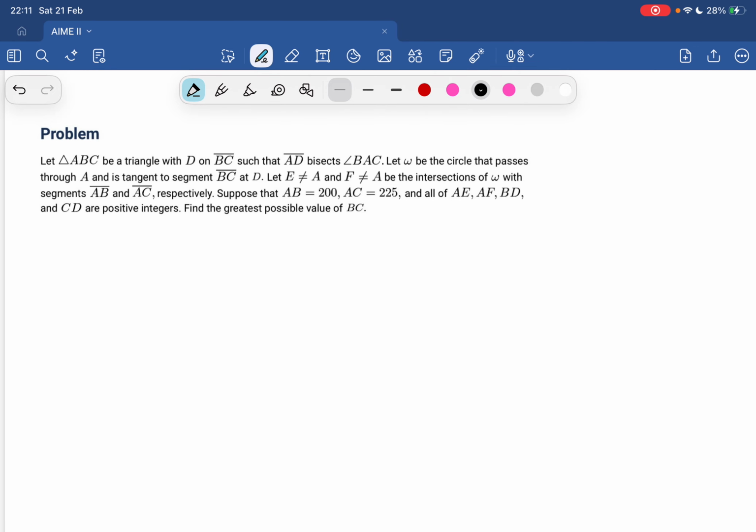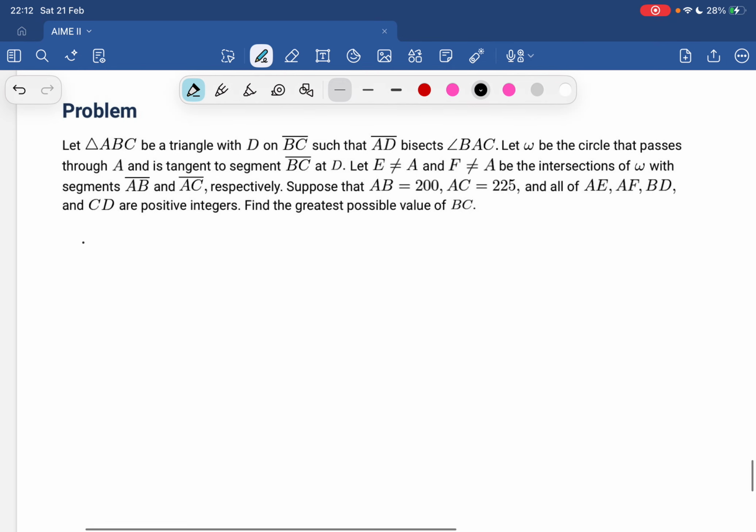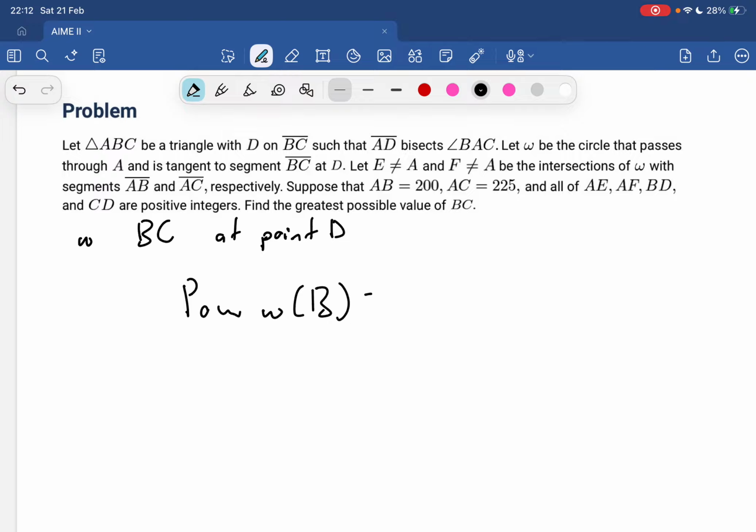Now, the power of a point at BC is our first step. Since omega is tangent to BC at point D, we have the power of omega at B equals BD squared, and the power of omega at C equals CD squared.